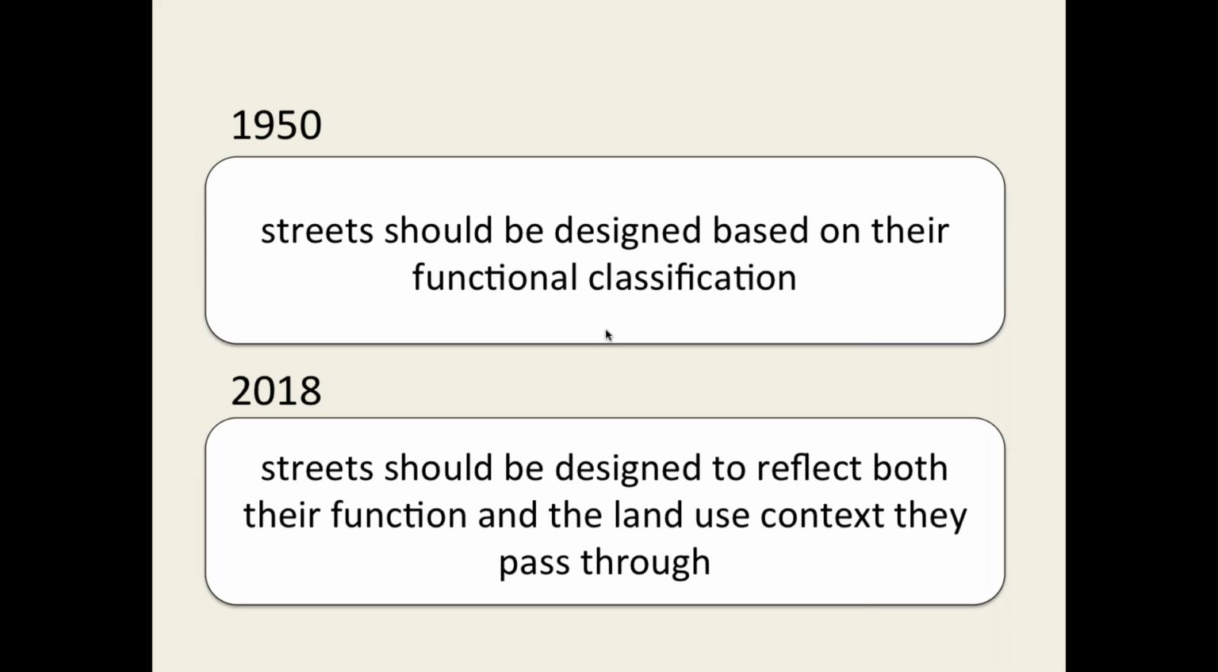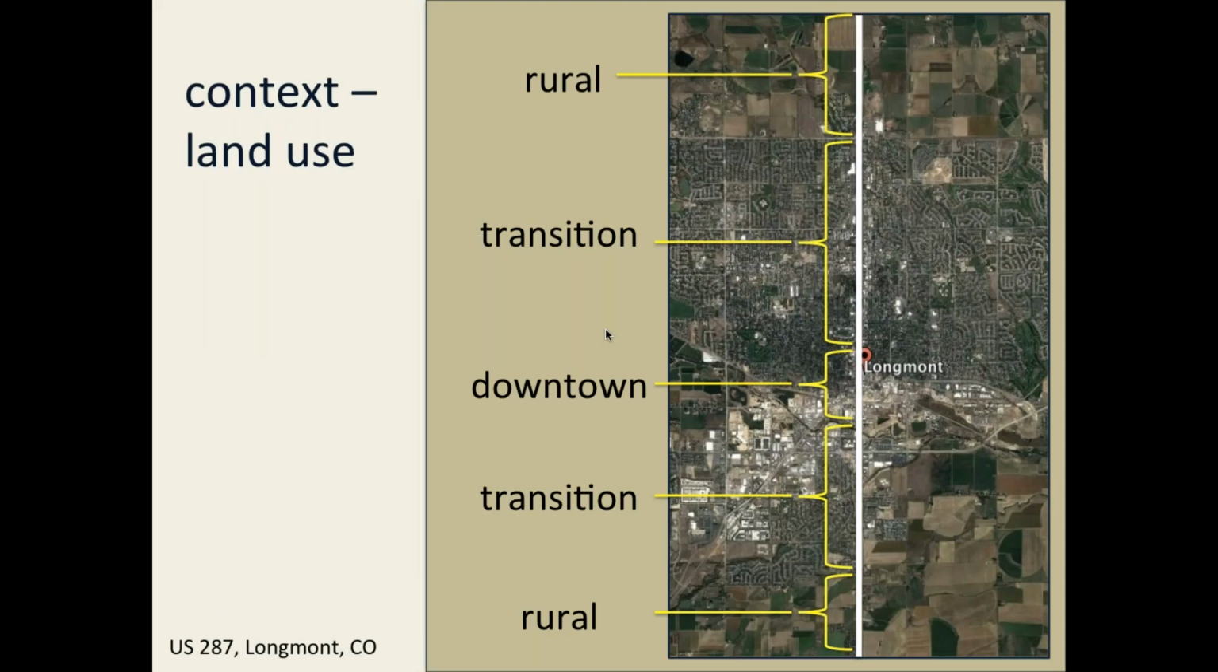Streets need to reflect their function, but they also absolutely, especially in cities, towns and downtowns, need to reflect the land use context that they're passing through. And to make this point, we're going to look at US 287, a major important US highway that goes through a number of states, goes all the way north-south across Colorado, and goes through Longmont. Nice little city in the Front Range, about 90,000 people.